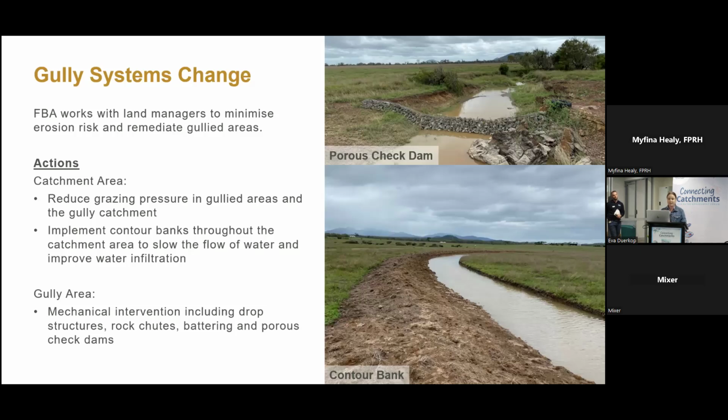If there are major gullied areas, we also support mechanical intervention, which can include things like drop structures, rock chutes, battering and porous check dams, which I'll give you some examples of now. And we work with the soil conservation officer to design those projects so that they can withstand 1 in 100 year flood events.